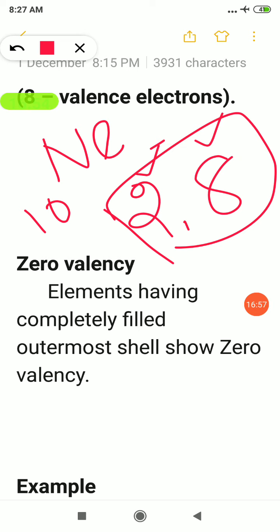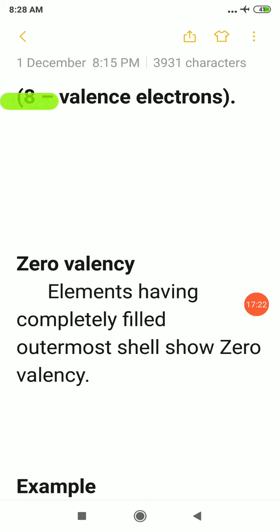Since both shells are completely filled, they neither lose nor gain electrons, so they won't be involved in chemical bonding, and these elements are said to possess zero valency, because valency is what? Valency is the combining capacity, but these elements won't combine with another species, so we can say that these elements possess zero valency. Okay, so that is given here.